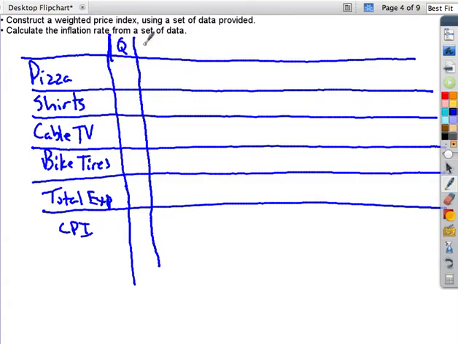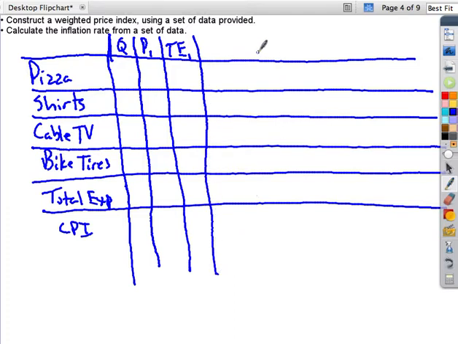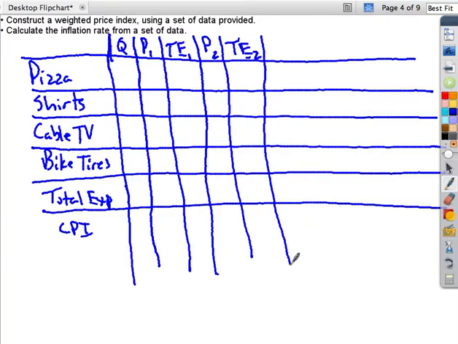So we're going to look at the quantity, we're going to look at the price in year one, and then the total expenditure, spending, in year one. All right, I'm going to look at the price in year two, and the total expenditure in year two. Then let's do 3 years. Price in year three, and the total expenditure in year three.